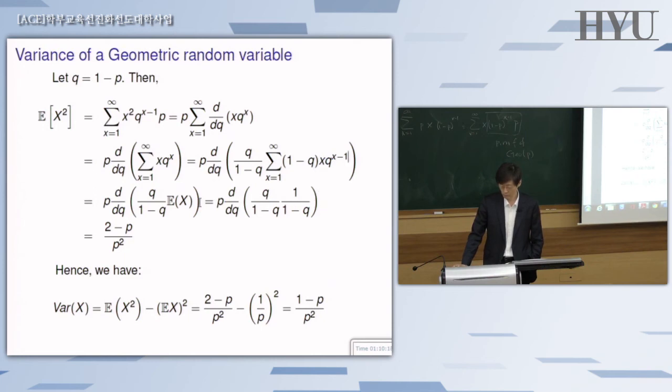Definition. So the expectation of x, we already figured it out. That's 1 over p. So in terms of q, that's 1 over 1 minus q. So you have a q over 1 minus q squared, but then you have to differentiate it. And if you do it, you end up with 2 minus p over p squared. And having this second moment, we go back to the initial first moment, which is the expectation of x. Square that and subtract it, and then finally we have 1 minus p over p squared. So that's the variance.